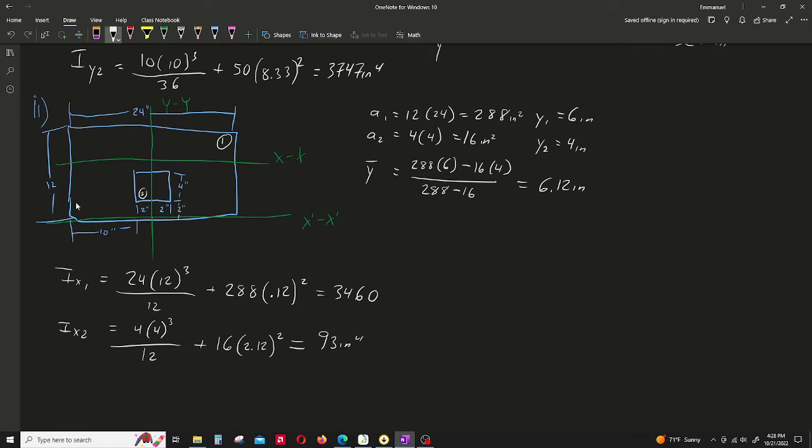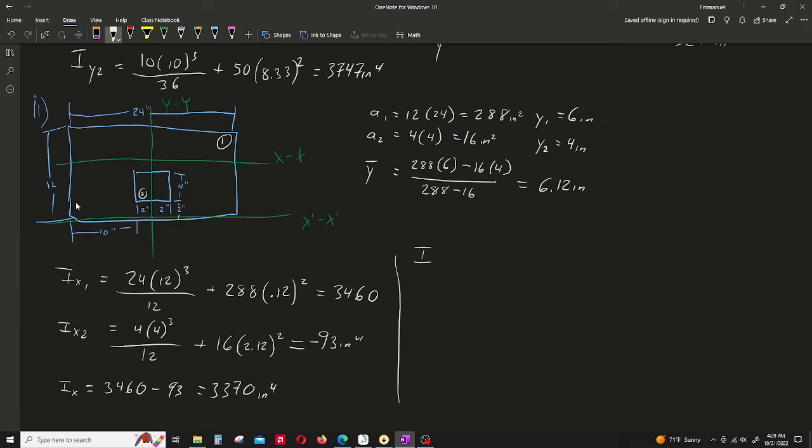Remember, I'm going to just go ahead and write it here. This is going to be a negative value because that's a cutout. So therefore, our IX total is going to be 3460 minus 93, which gives us 3370 inches to the fourth.